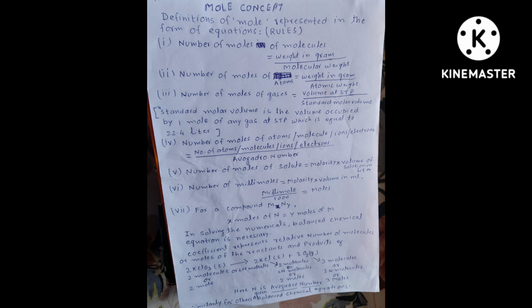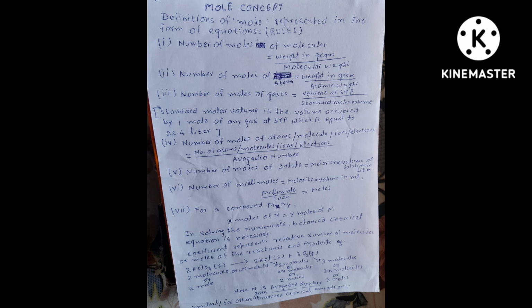2KClO3, this 2 means 2 molecules of potassium chlorate, or second way, 2N molecules, capital N, Avogadro number, 2N molecules, or 2 moles. It tells 3 things. First, it represents 2 molecules. Second, it represents 2N molecules, Avogadro number. And third, 2 moles.